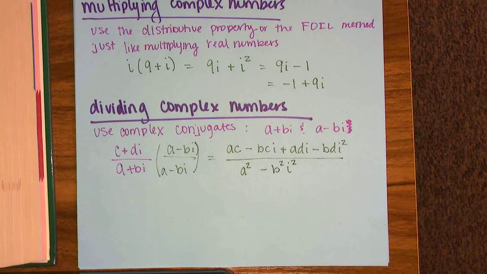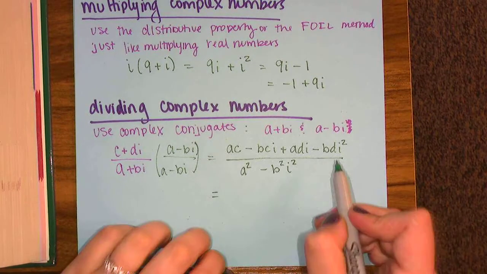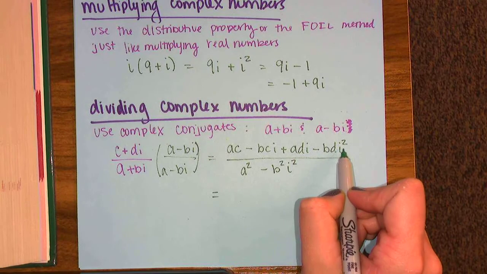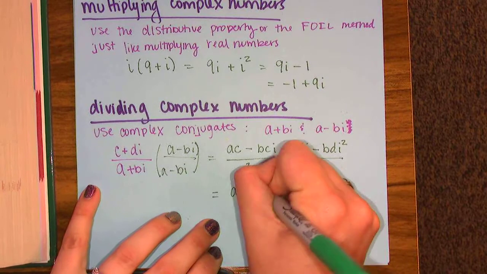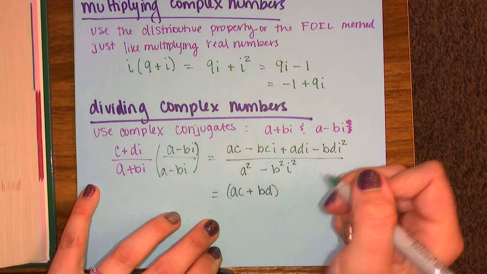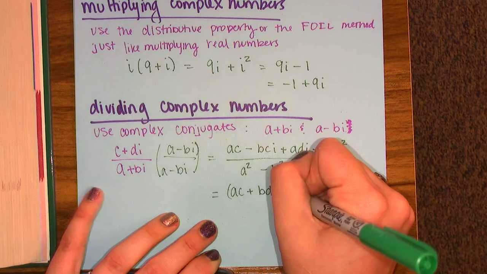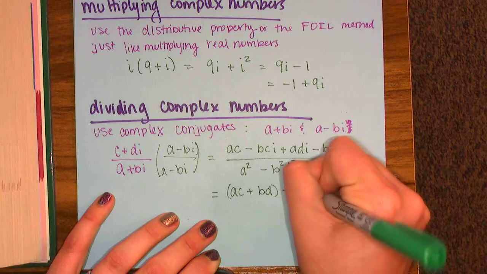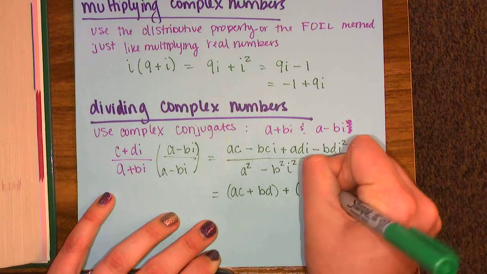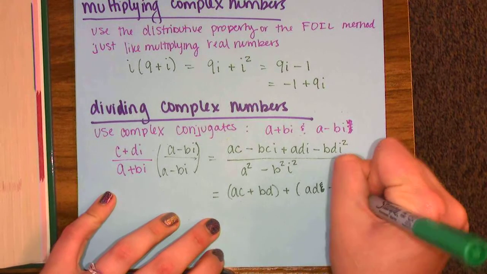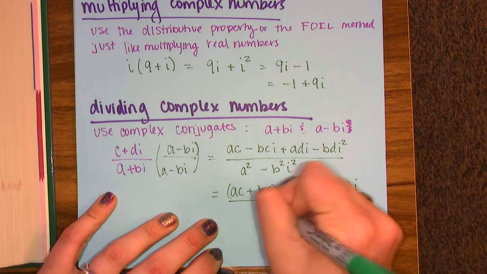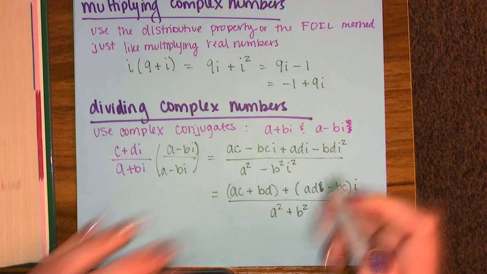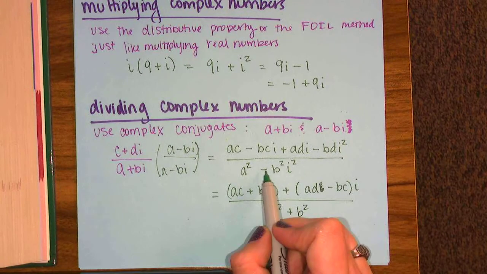So then on top, I squared is -1, so it's going to be AC plus BD plus ADI minus BCI, or AD minus BC times I, all over A squared plus B squared, because this is going to be -1, which is going to make that positive.